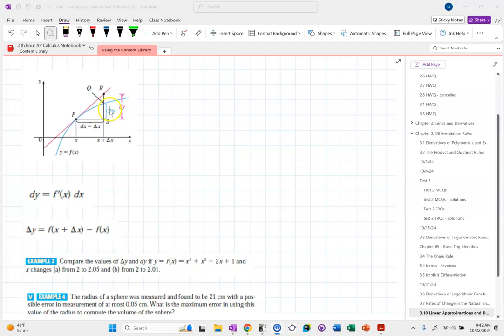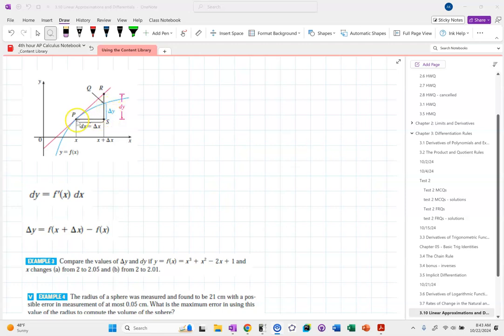Contrast that, if I look at that same x value, that's dx over on the f of x, we'll call this point Q, we'll call that change in y delta y.